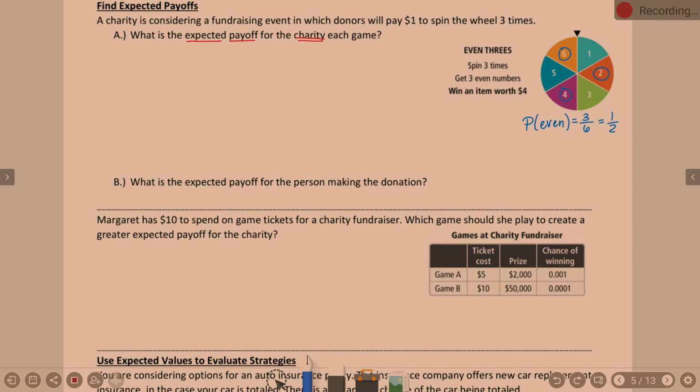So as we talk about this situation, let's talk about what is the probability of getting 3 evens. You're spinning a wheel, so probably the first time you spin is 1/2. Probably the second time you spin is 1/2. Probably the third time you spin is 1/2. What do we do with those 1/2s? We multiply them. 1/2 times 1/2 times 1/2 is 1/8.